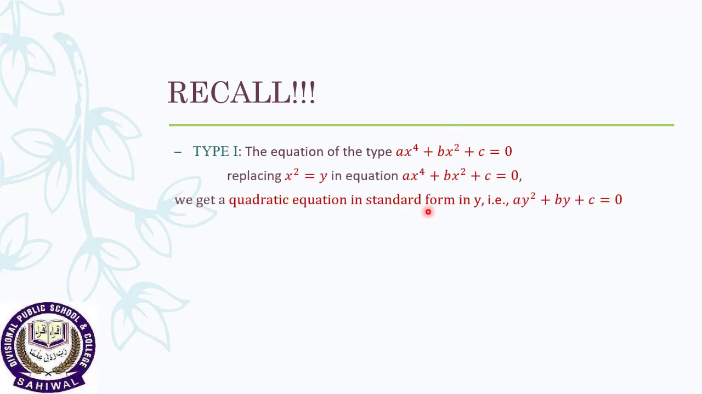We have already discussed in the previous lecture the two equations that can be reduced into quadratic equation. The first one was the equation of the type ax raised to power 4 plus bx square plus c equal to 0. In this equation, if x square is equal to y, then the quadratic equation in the standard form can be written as ay square plus by plus c equal to 0.